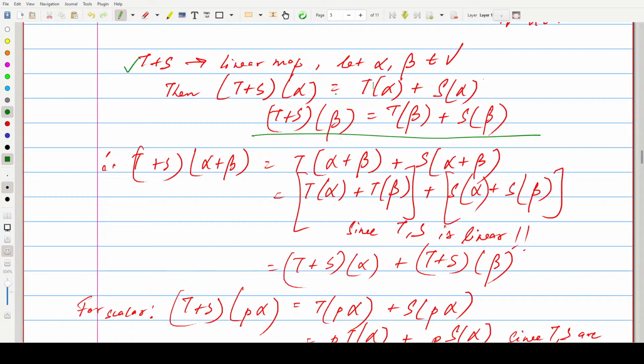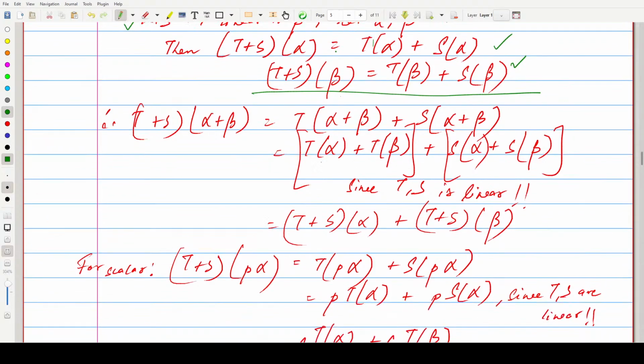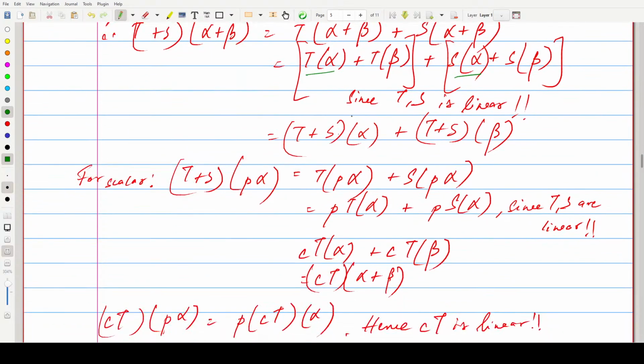which is basically partitioning these two with these two rules, and then we just group these two terms, and that says T plus S of alpha plus T plus S of beta. So this is how we define the sum of two linear mappings.